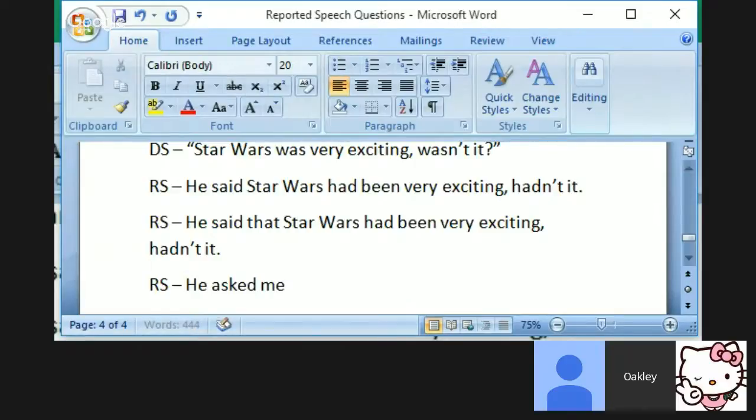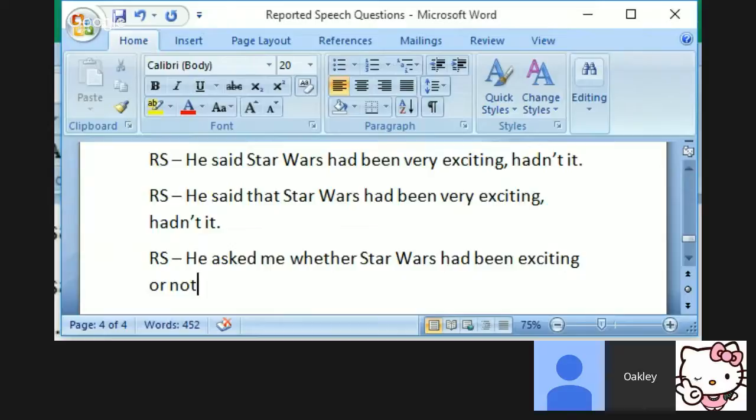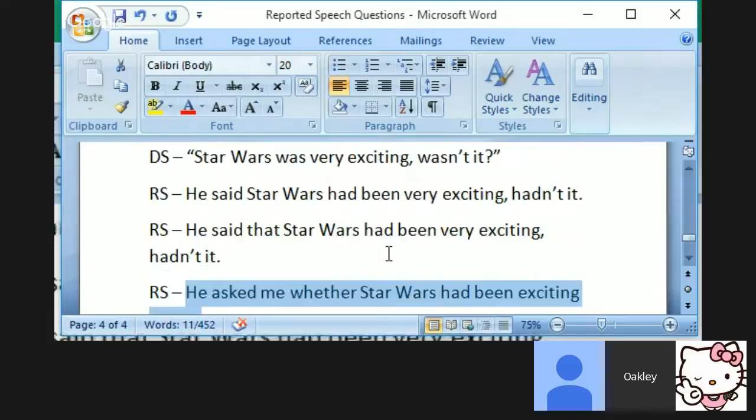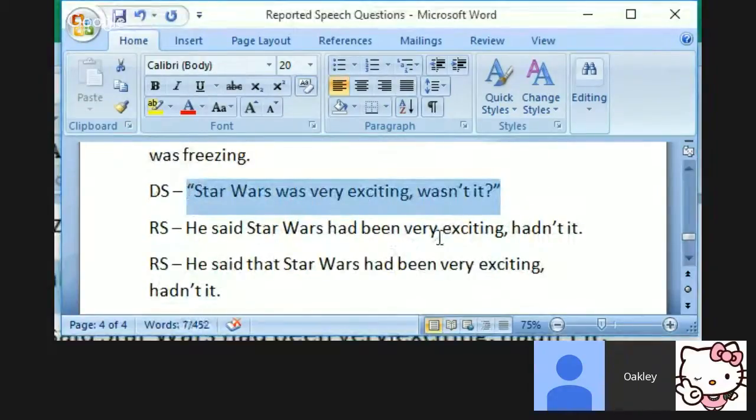He asked me if Star Wars had been exciting, or even better, instead of if, whether Star Wars had been exciting or not. Okay, now, you know what? My answer here would be totally dependent on the actual context. It occurs to me with reported speech, you might have to change how you report this depending on how the person said it to begin with.